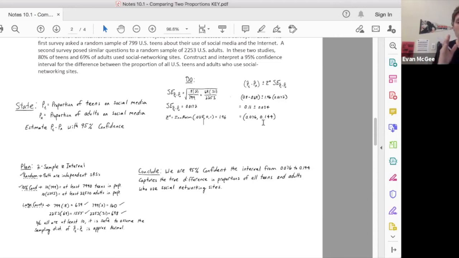You should be thinking to yourself, all of those values are positive. So we have reason to believe that the first proportion, which would be teens, is larger than the second, which is adults. So we're 95% confident the interval from 0.076 to 0.144 captures the true difference in proportions of all teens and adults who use social networking sites. And so that's the goal, to try and estimate and capture the unknown difference between these two populations.